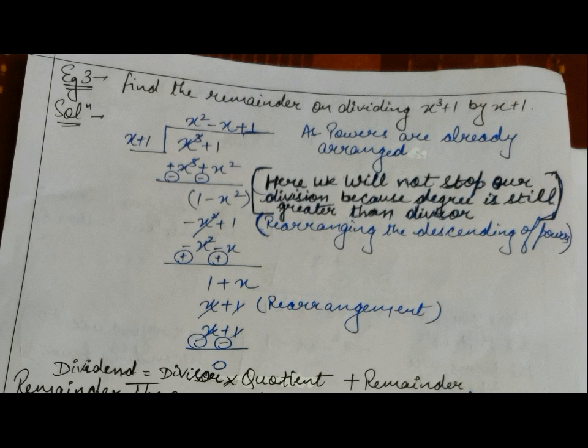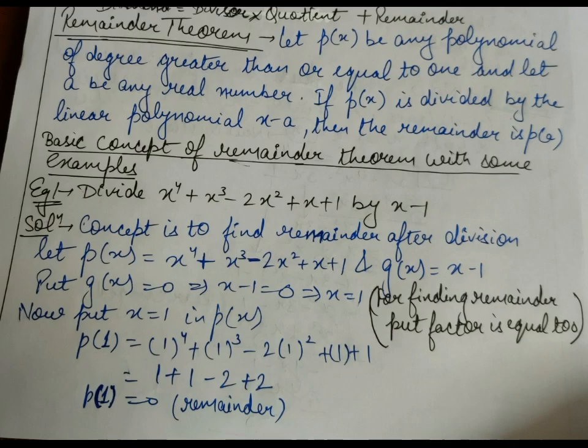Now here is a formula, that is dividend is equal to divisor into quotient plus remainder, about which you have already learned in your previous classes. Now come to the remainder theorem. This theorem states that let p(x) be any polynomial of degree greater than or equal to 1, and let a be any real number. Now if p(x) is divided by the linear polynomial x minus a, then the remainder is p(a).